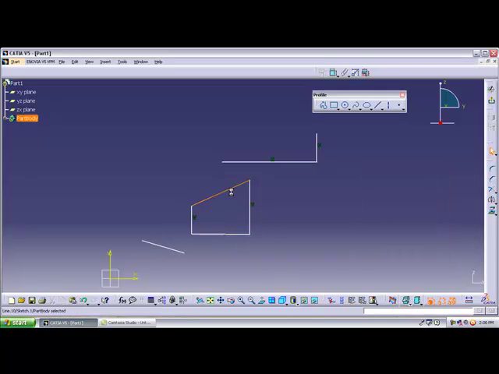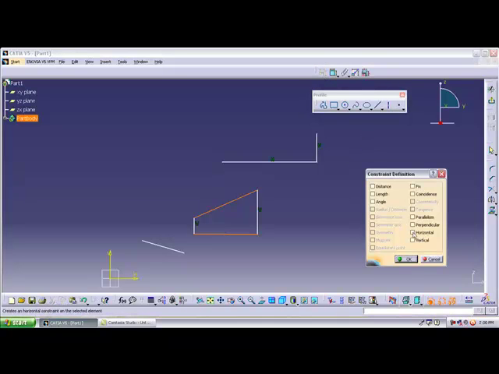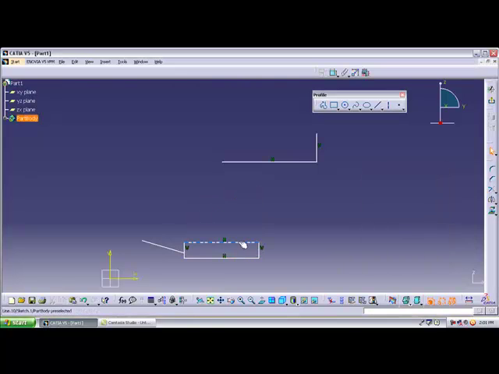Right now these lines are moving. See, right now I have selected the two lines as vertical only, but these two lines are not horizontal. So I want these two lines to also become horizontal. Select the two lines by holding the control button. After that select the geometrical constraints and give horizontal and OK. See, right now it's a rectangle.